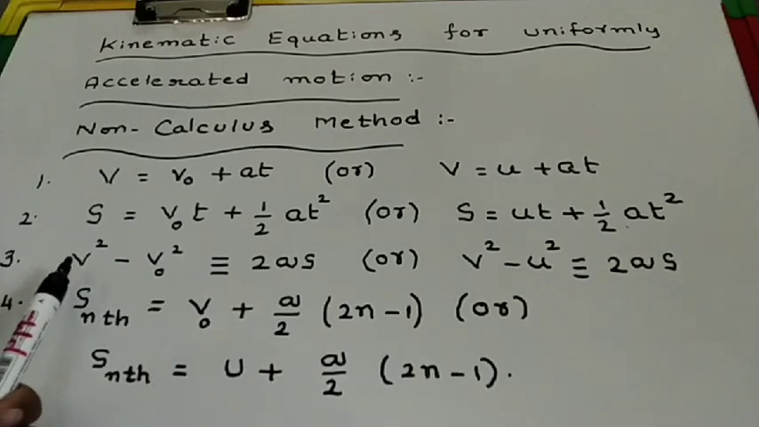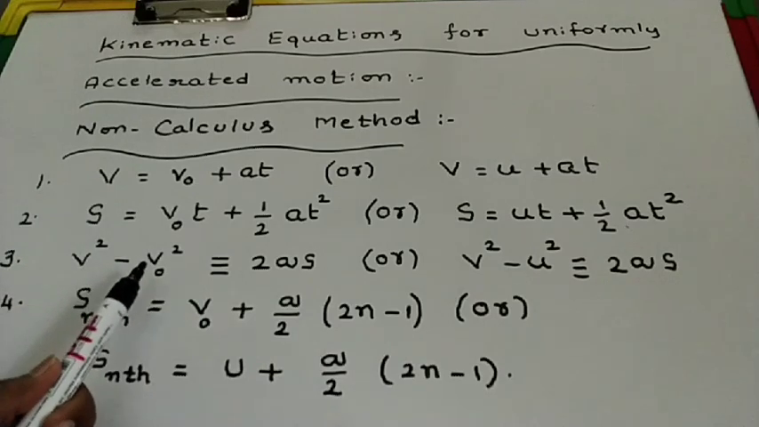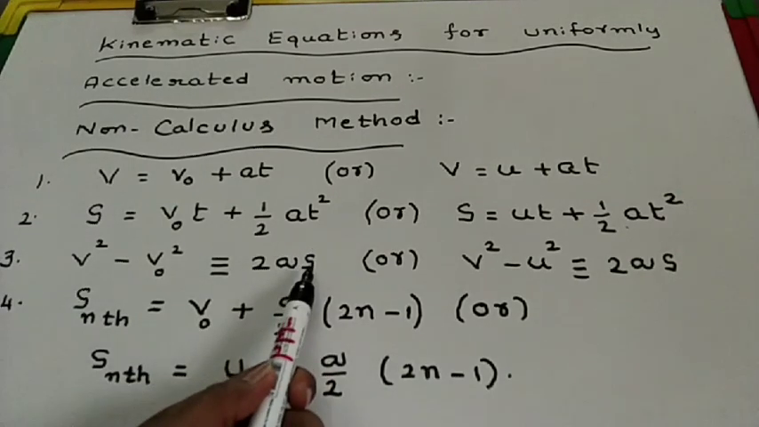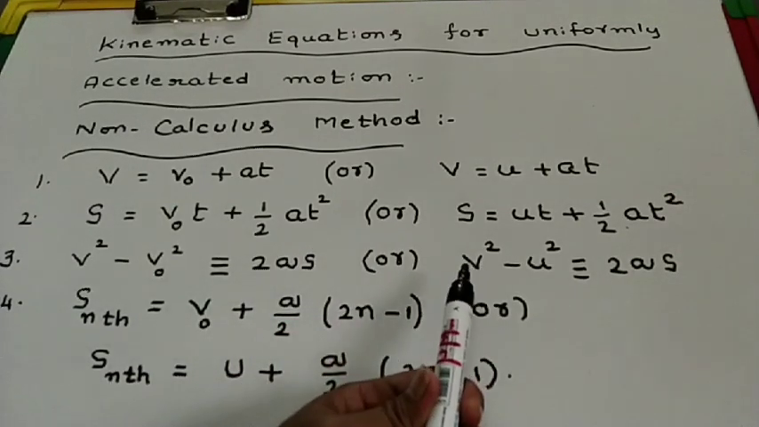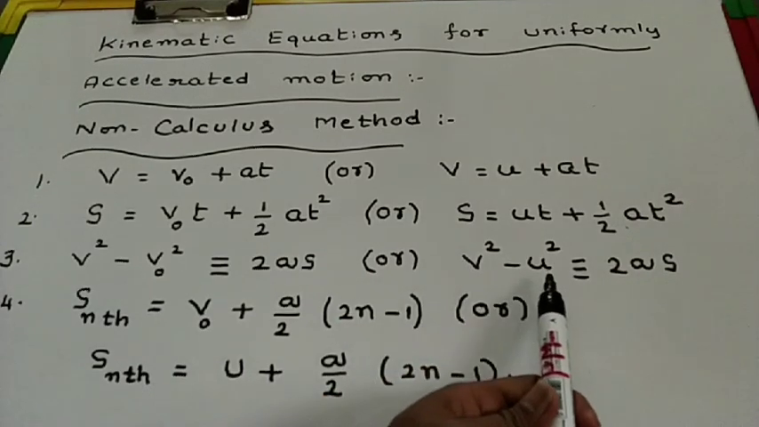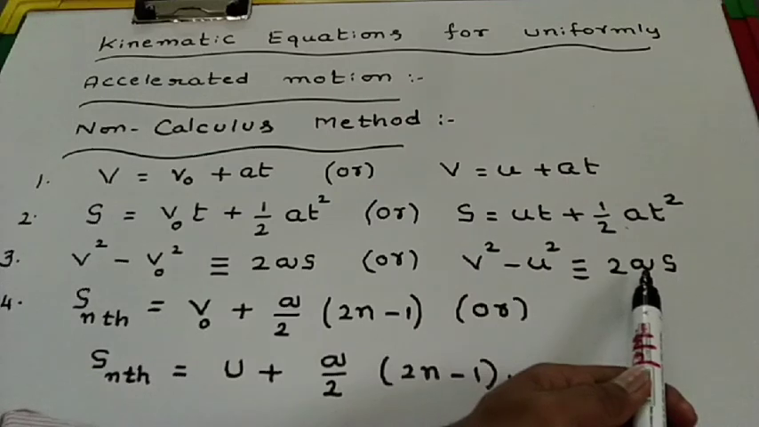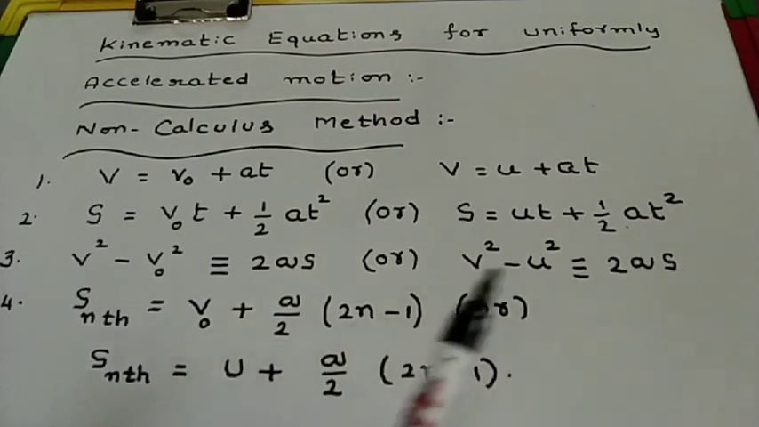In the third equation, V is the final velocity, V naught is the initial velocity, A is the acceleration, S is the displacement. Similarly, V is the final velocity, U is the initial velocity, A is the acceleration, S is the distance.